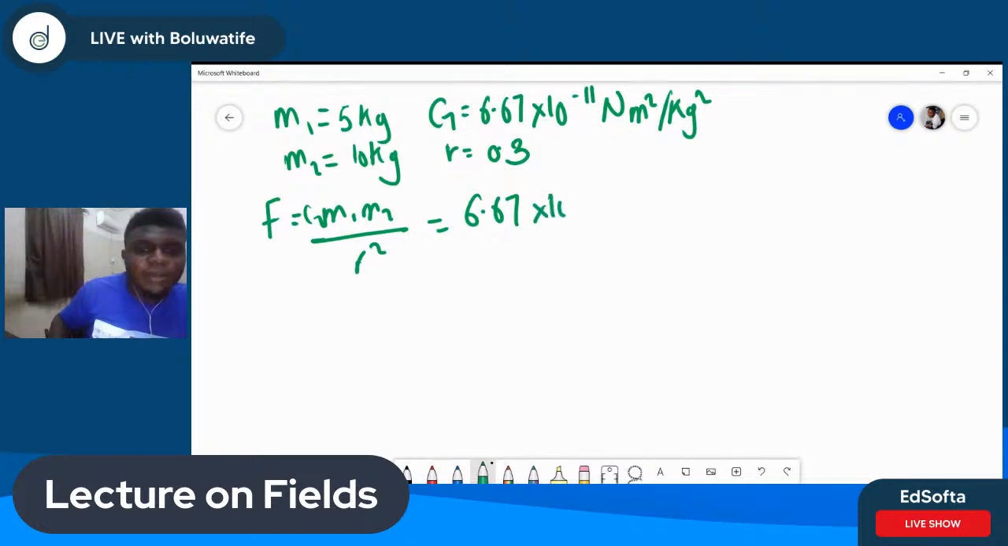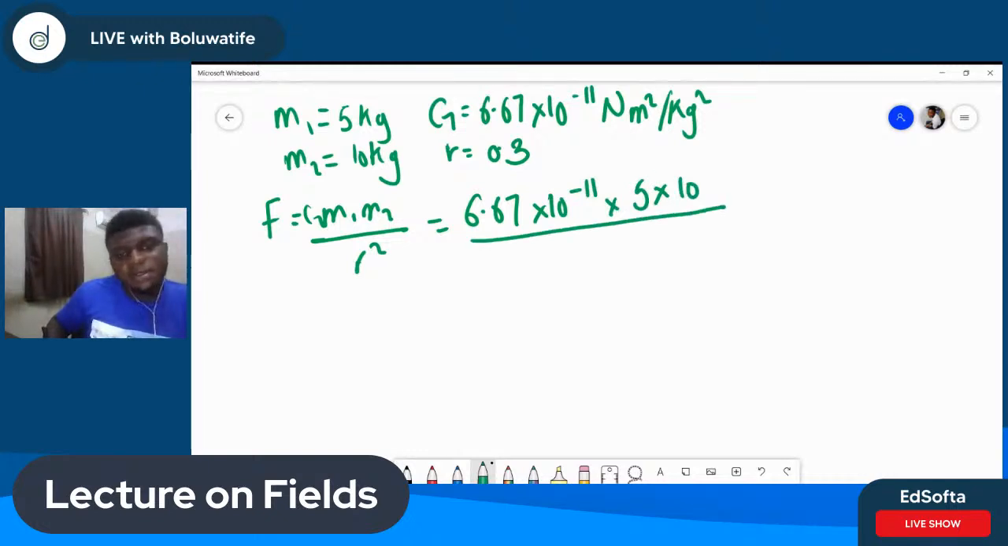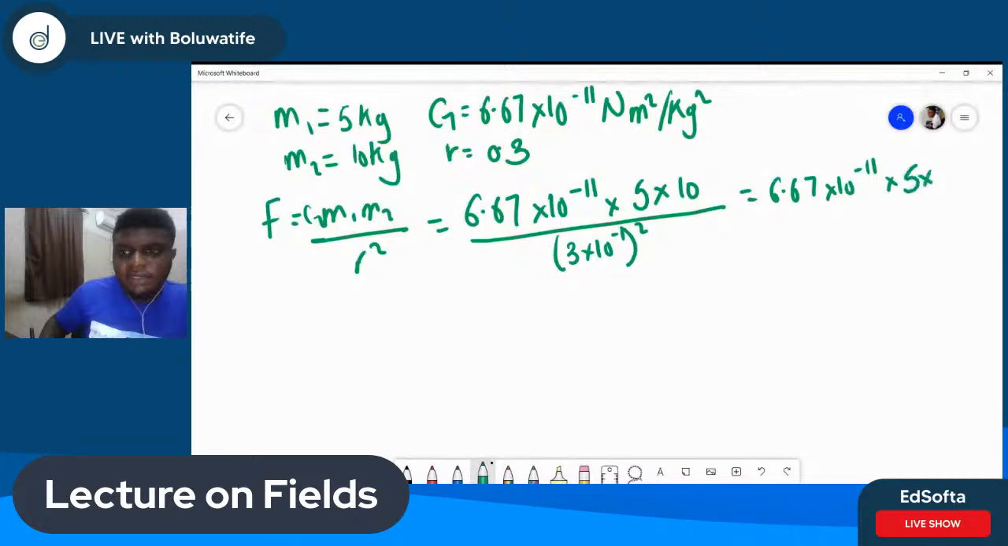So G is 6.67 times 10 raised to power minus 11, times 5 times 10, divided by 3 times 10 raised to power minus 1, all to the power 2. And that gives us 6.67 times 10 raised to power minus 11 times 5 times 10, all over 9 times 10 raised to power minus 2.